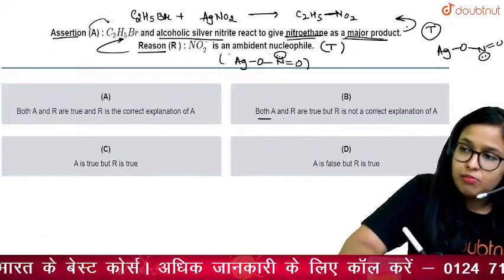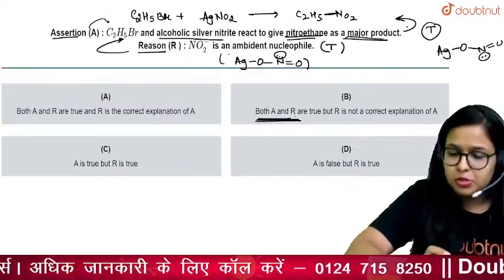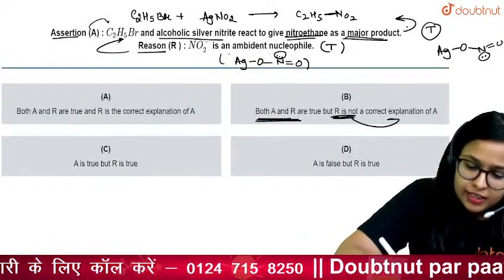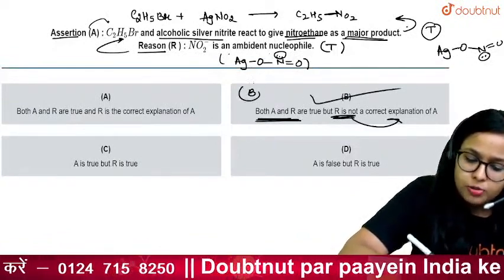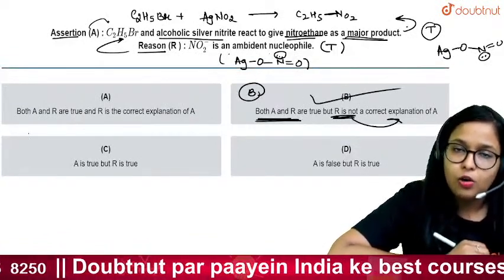So both the statements A and R are true. Individually they are true, but R is not the correct explanation for A. So the correct option for this question is option B. I hope you have understood.